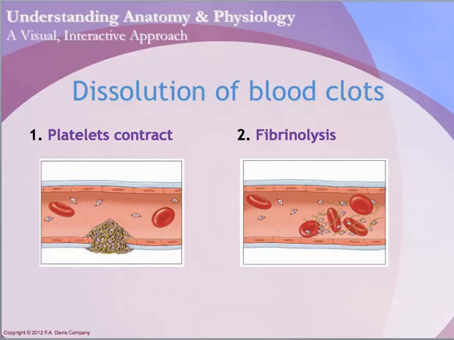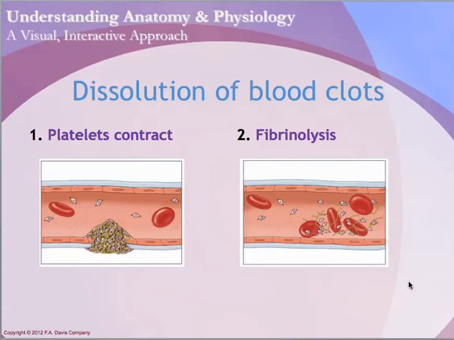So the other part of blood clotting is the dissolution of blood clots. There's a couple of ways in which this happens. First part is when the fibrin creates that web, we get that nice clot there. The platelets trapped within that web contract, pulling the edges of the damaged vessel closer together. So actually part of the healing process.